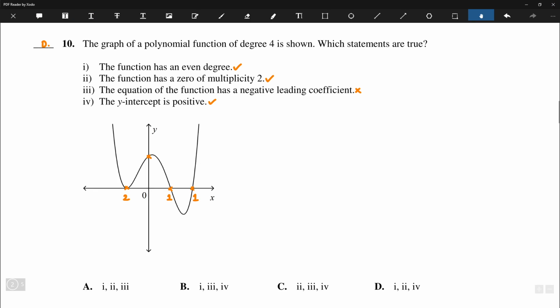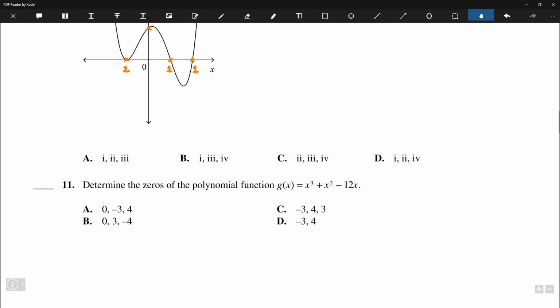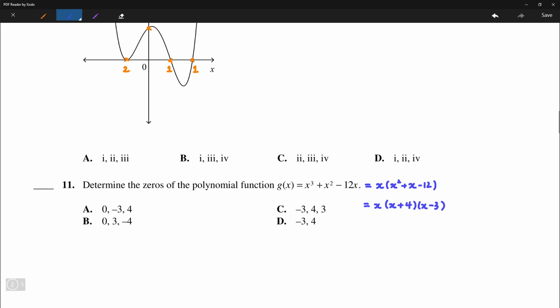Okay, moving on to number 11. Determine the zeros of the polynomial function x cubed plus x squared minus 12x. So here we can factor out the x, and then we have x squared plus x minus 12, and of course that can be factored, so we have x plus 4, x minus 3. So then the zeros are x equal to 0, negative 4, and 3. So the correct choice this time is B.